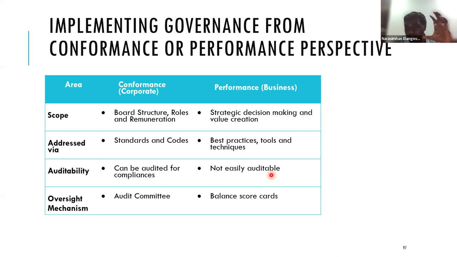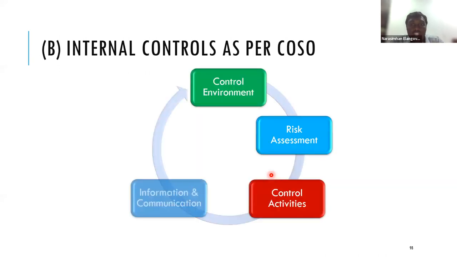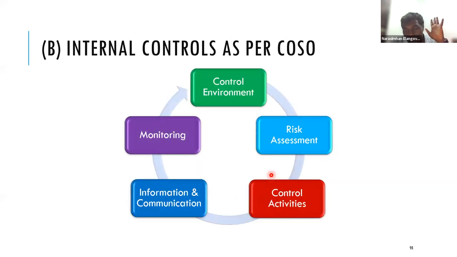Performance is based on a concept called the balanced scorecard. We'll look into a sample of that as well, right? Internal controls as per COSO, a very important question. Five components as per COSO. You are not looking into very detailed aspects, but at a high level, you should be aware of it. This is also reflected in SA 315. What is COSO? What is a framework?